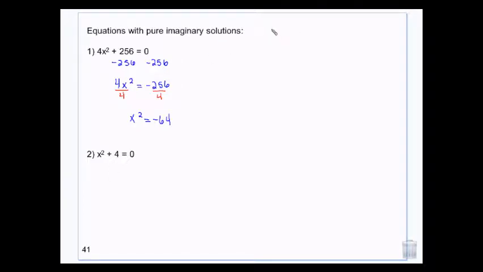Okay, so I want to isolate the x squared. And then I'm going to take the square root of each side. And I'm doing that because there's no other x's. So I have x squared equals negative 64. So I'm going to take the square root of each side. And the square root of x squared is x. And the square root of negative 64 is 8i.